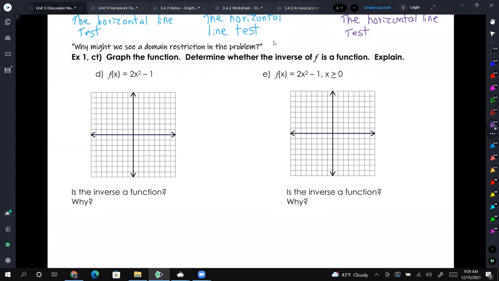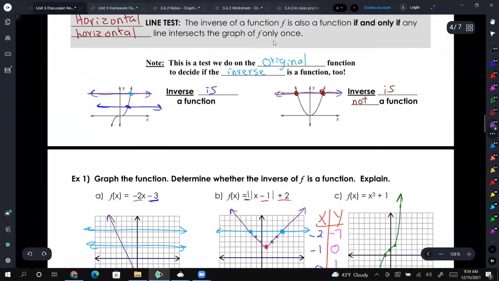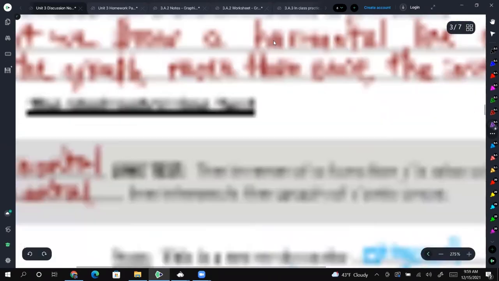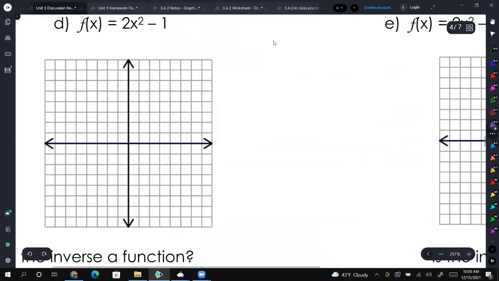So now let's look at this one down here where we have a quadratic. And you know it's a quadratic because it's 2x squared minus 1. x squared means quadratic. And we could probably tell from up here that a quadratic is going to fail the horizontal line test. So is there a way that we could manipulate this in order for the function to pass the horizontal line test instead of fail it?